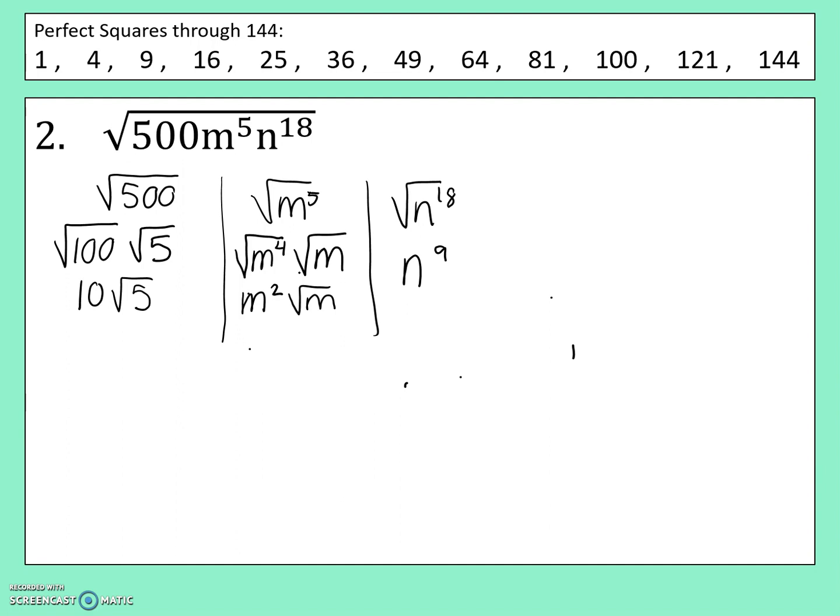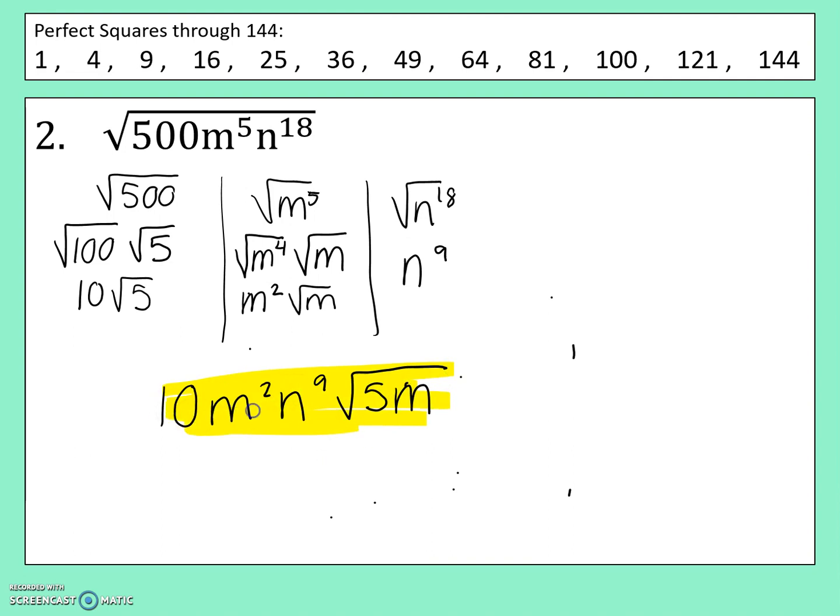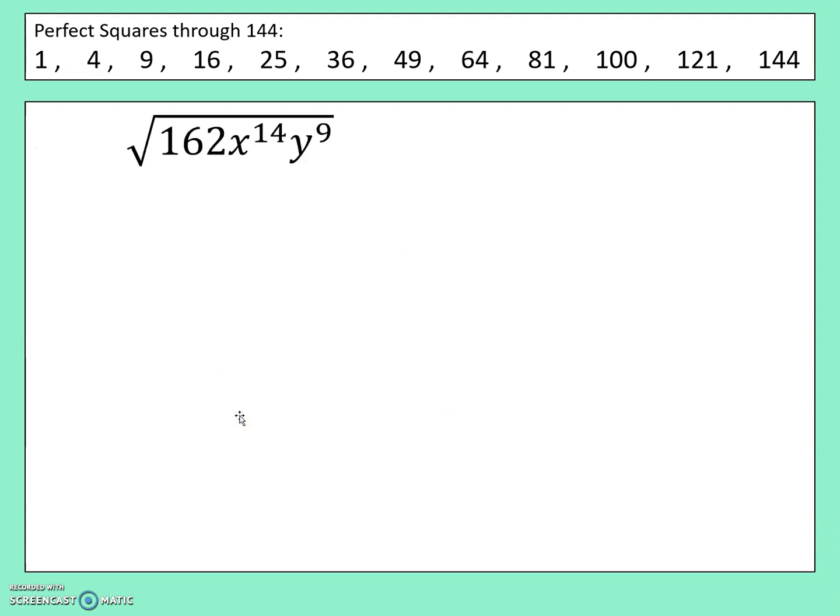Now what's the stuff on the outside? We have the 10. We have m squared. And we have n to the 9th. Those are all outside of the radicals. Now on the inside, we have 5. And we have m. And that becomes our final answer. Alright, so go ahead and try this next example, pause the video, and then check your work.